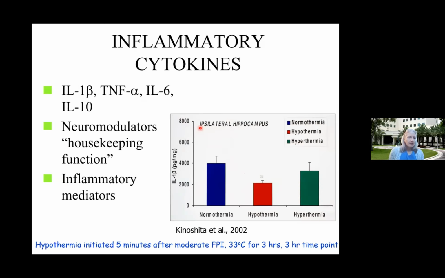Dr. Kinoshita in the laboratory in 2002 published a paper looking at inflammatory cytokines. We've done a lot of work on inflammatory cytokines. In this paper in particular, we cooled to about 33 degrees C for 3 hours. The animals were sacrificed immediately after that 3-hour time point, and again showed a decrease in IL-1 beta cytokine in particular with hypothermia, and an increase within the ipsilateral hippocampus, a structure that is vulnerable after TBI and involved in learning and memory. Hyperthermia seemed to aggravate IL-1 beta production.